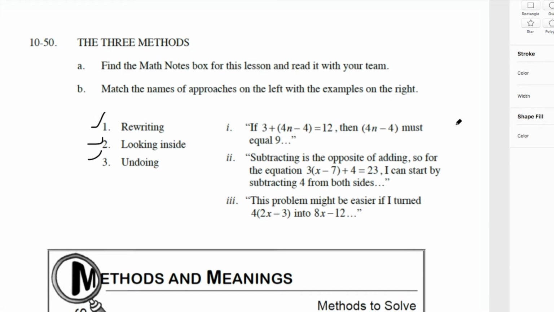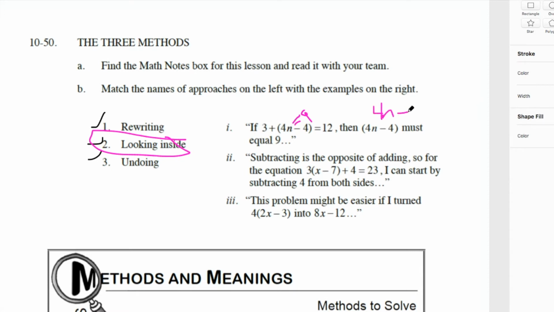If 3 plus the quantity 4n minus 4 equals 12, then 4n minus 4 must equal 9. That looks like it's got to be what? Looking inside. Yes. So this is the one we're saying that if 4n minus 4 were 9, then 3 plus 9 would equal 12. That's just sort of looking really quickly. I got a quantity here, 3. What's being added to it is this expression, and then we get 12 as the result. So 4n minus 4 has to equal 9.